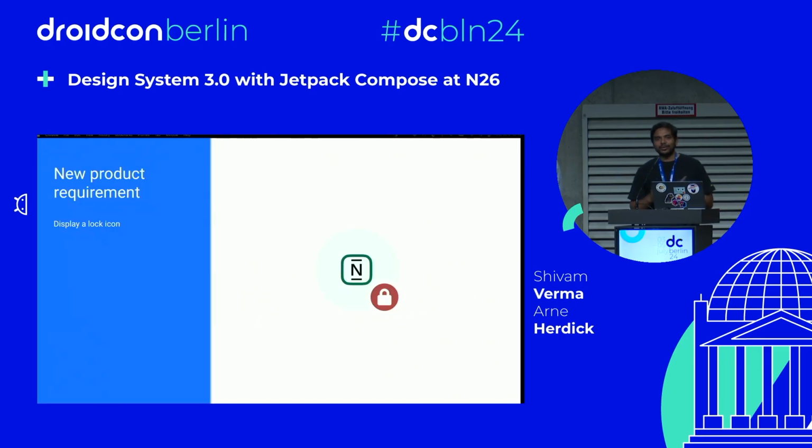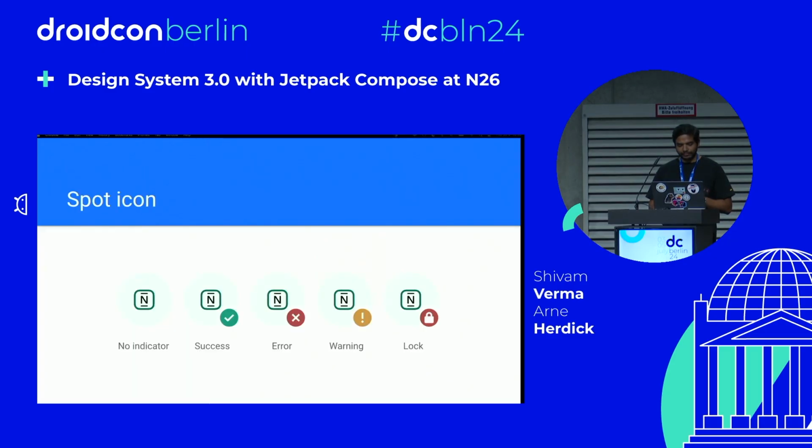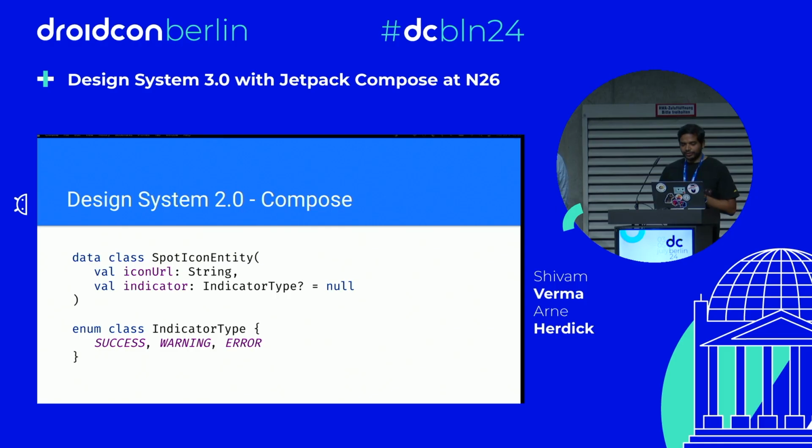So now comes a new product requirement, right? Some designer says that we want to have this new icon rendered in place of the previous indicators that we had, and this would be a lock icon. So if we go back to our spot icon, look at the states again. We have the no indicator, we have success, error, warning, and now lock. So this is what our entity looked like before.